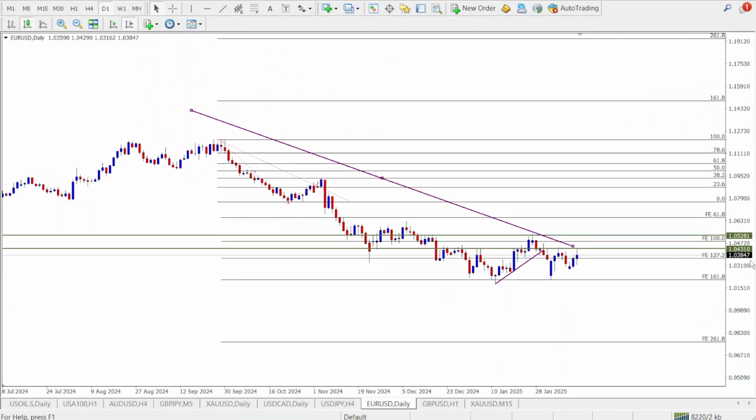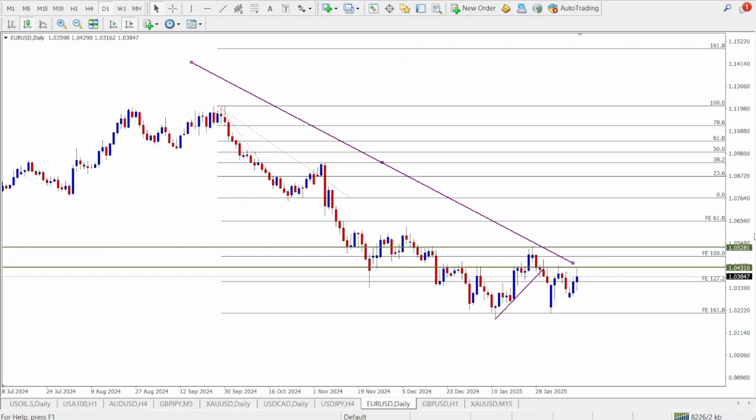For the Fibonacci expansion levels, remember that we are looking for the exit for this particular move. So you can be targeting the 161.8%, or the 127.2%, or the 100%. You can be targeting either of those three levels. In this case, you can see that the price got to the 161.8%. So this strategy allows you to catch pullbacks in strong trends while managing risk effectively.